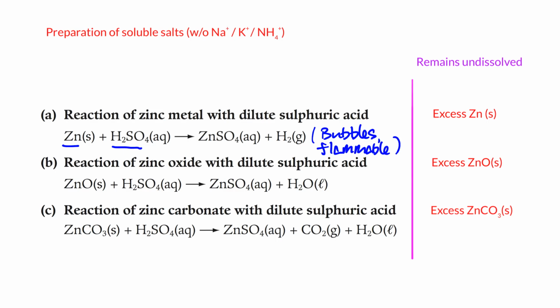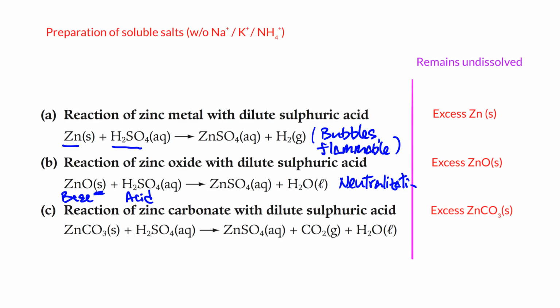Second one will be zinc oxide with dilute sulfuric acid. This one is a neutralization because we have a base reacting with the acid. In the process, even though it is a solid that we add into the acid, even if it cannot dissolve in water, when it reacts with the acid it still can be dissolved. And the third one will be the reaction of zinc carbonate with dilute sulfuric acid.